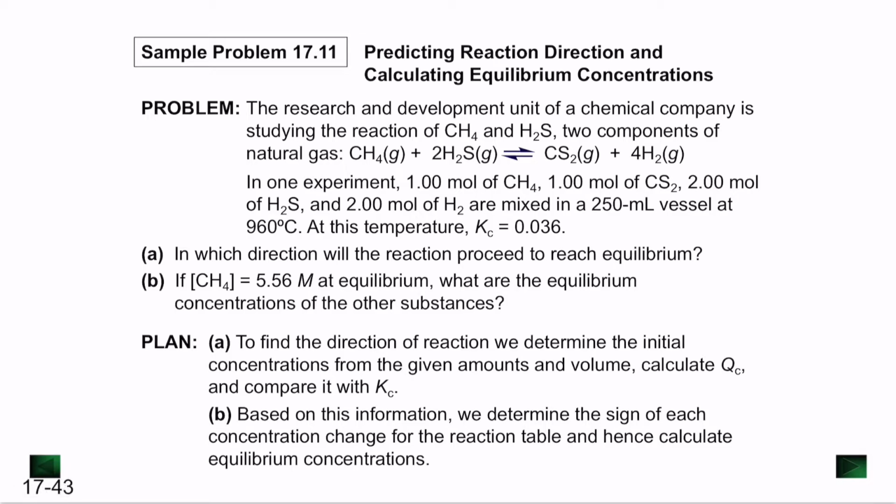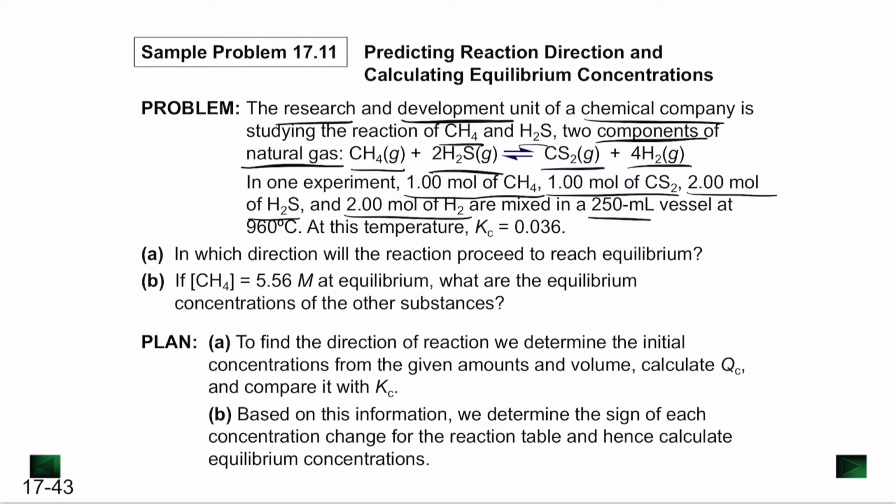So let's take an example problem. What is given here? The research and development unit of a chemical company is studying the reaction between CH4 and H2S, two components of natural gas, which is CH4 plus H2S gives you CS2 plus 4H2. In one experiment, 1 mole of CH4, 1 mole of CS2, 2 moles of H2S and 2 moles of H2 are mixed in a 250 mL vessel at 960 degrees centigrade. At this temperature, the value of Kc is given.